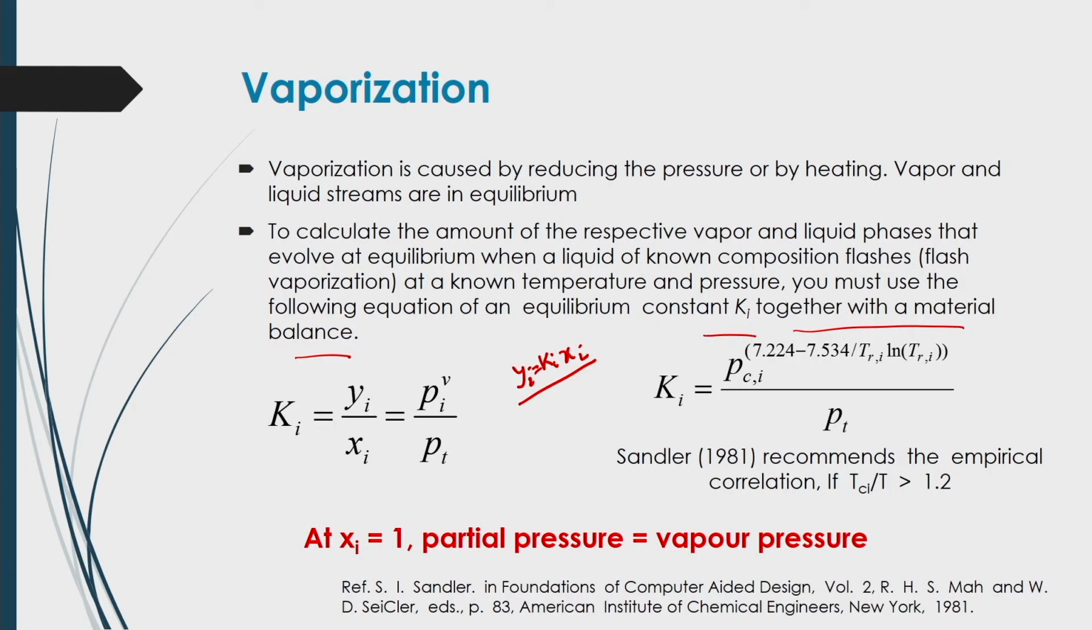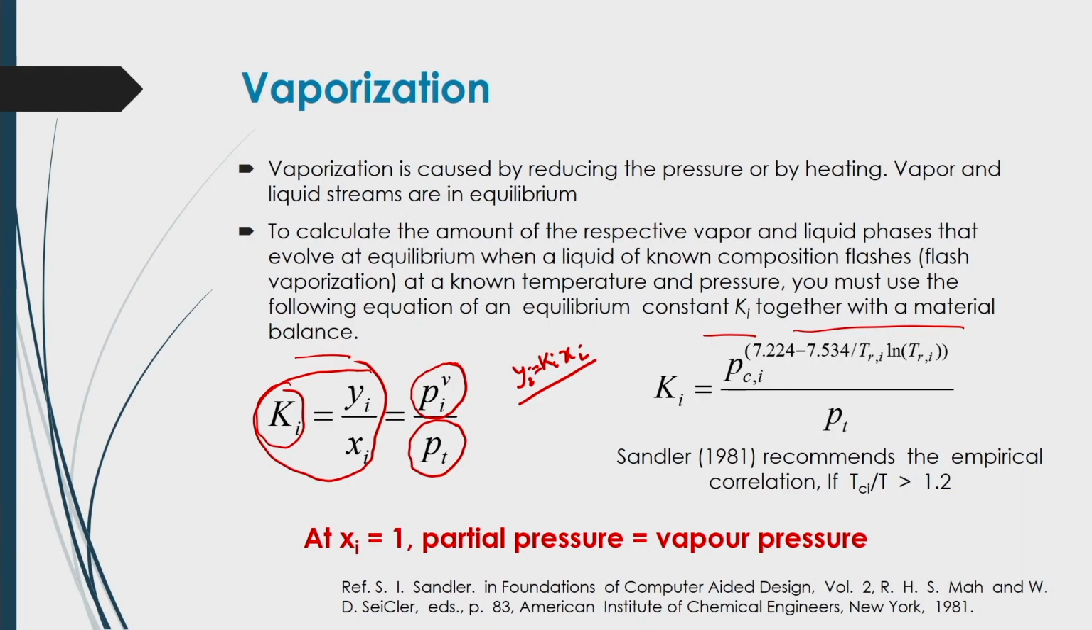So, in this case y_i is equal to K_i x_i. From this we can write K_i equal to y_i by x_i. This K_i is called the equilibrium constant for the component i, since it is a mole fraction at that equilibrium condition. In the vapor phase, the pressure of that component i will be the vapor pressure at that equilibrium condition, and then the total pressure of the system, from which you can calculate the equilibrium constant.